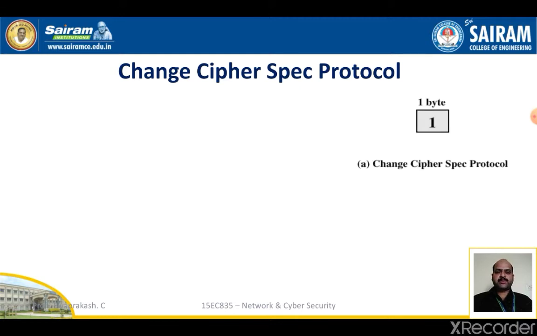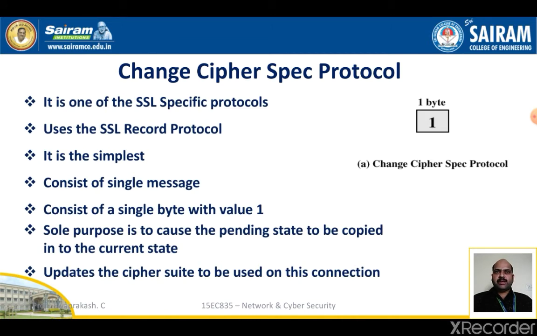The change cipher spec protocol is a 1 byte protocol, and it is one of the three SSL specific protocols that use the SSL record protocol, and it is the simplest one. This protocol consists of a single message which consists of a single byte with the value of 1. The sole purpose of this message is to cause the pending state to be copied into the current state, which updates the cipher suite to be used on the connection.